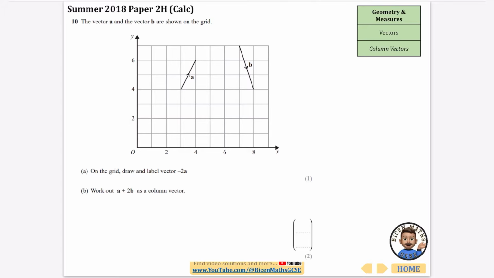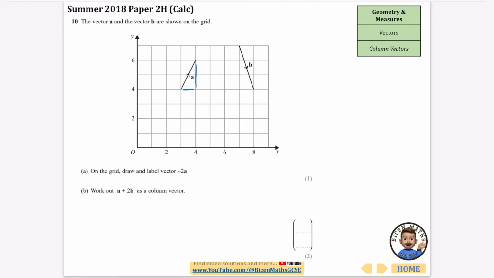It says the vectors a and b are shown on the grid. On the grid, draw and label the vector minus 2a. So if it's minus 2a, that means the minus is going to flip the direction and it's going to be twice as long, and it can be anywhere that you like on the grid. So if I'm going to flip the direction and make it twice as long, you'll see how it's kind of going 1 across and 2 up. I'm now actually going to go instead 2 left and 4 down.